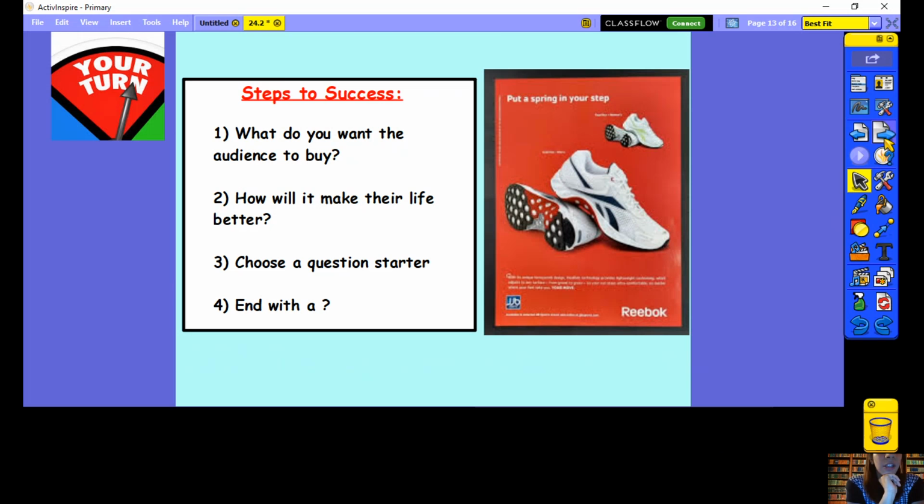And once you've done that, step 3 is to go back and choose one of those question starters that you jotted down earlier. So it could be, have you ever wondered, or are you in need of? And then once you have written your rhetorical question, make sure you end with the correct punctuation mark. And if you can't remember what that is, make sure you look at step 4 over here. So press pause now and give yourself some time to write your rhetorical question. If you want to stretch yourself, write 2.